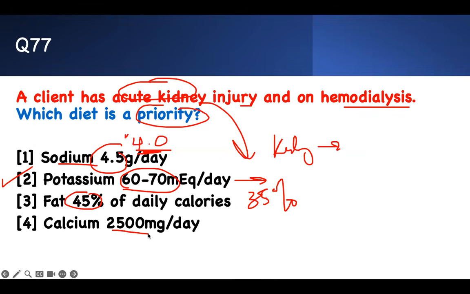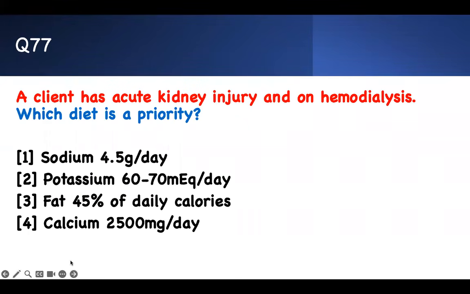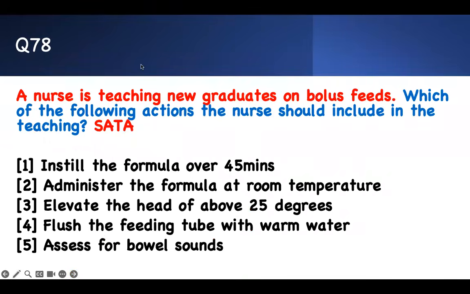Calcium 2,500, maximum 2,000 milligrams per day. So they need 2,000 milligrams per day of calcium. 35% of their daily calories should be fat. Potassium should be 60 to 70, and they just need 4 grams of sodium a day. So the right answer is number 2. Select all that apply.